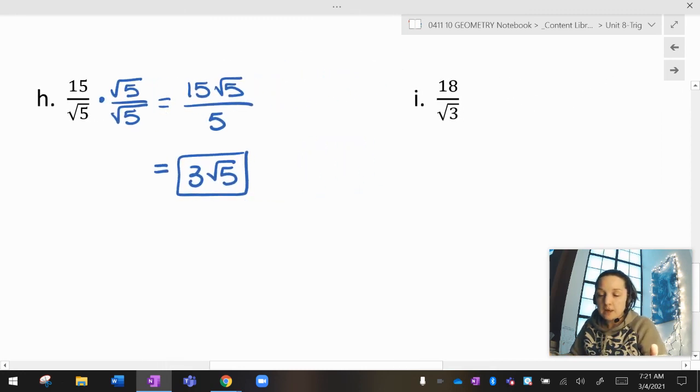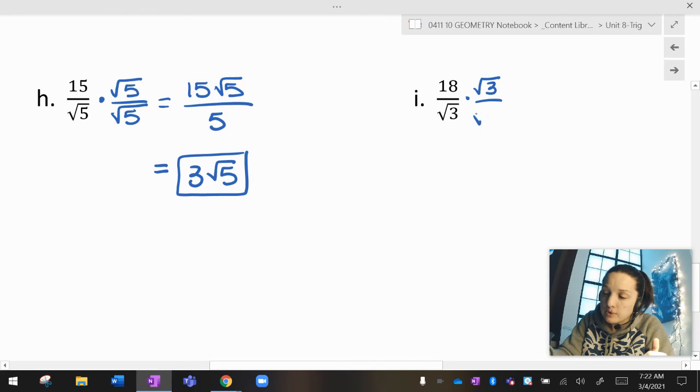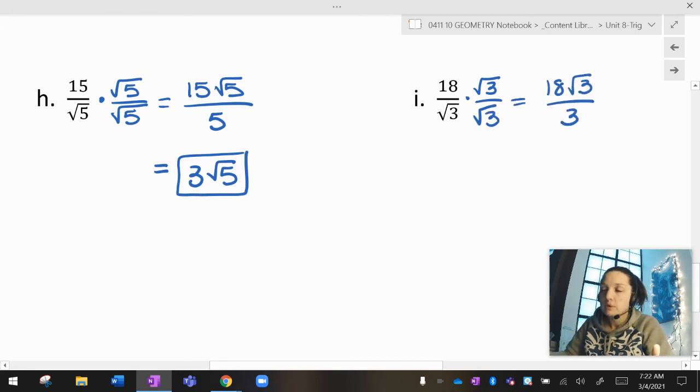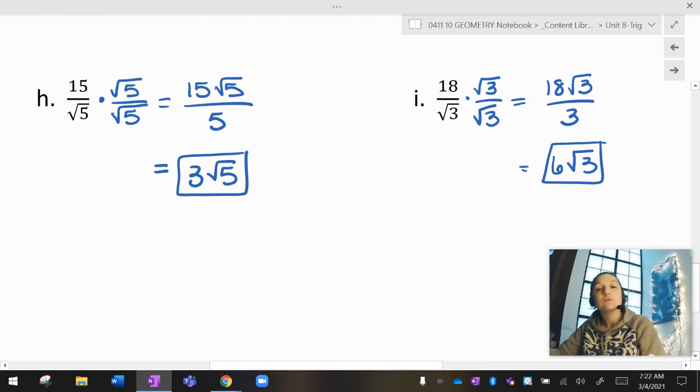Uno mas, and then we're done. 18 over the square root of 3. Square root of 3 is causing trouble, so let's get rid of it. So then I have 18 root 3 over 3. Wait, 18 thirds? That's 6. 6 root 3.